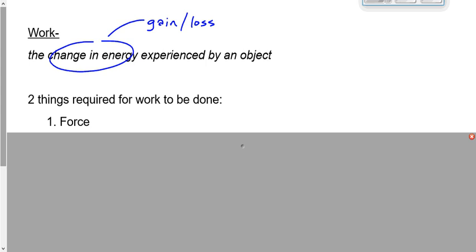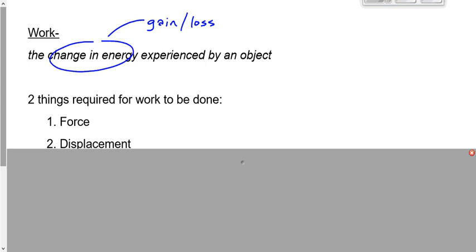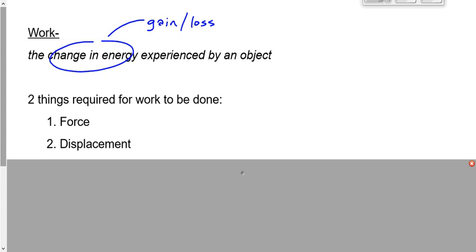If you don't have a force, you're not going to increase or decrease the energy of something. And if that force isn't applied over a certain displacement, then you're also not going to increase or decrease the energy of something. So you need a force and you need a displacement. Now, it's important to note here as well that this force and displacement need to be parallel to one another.